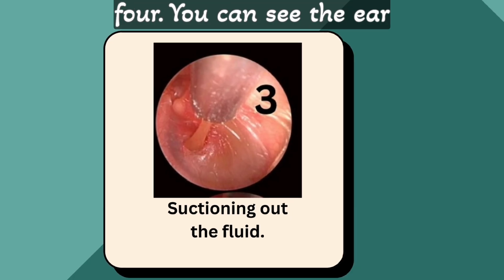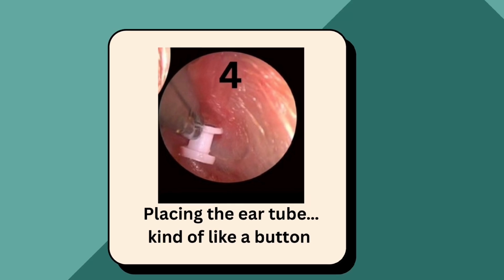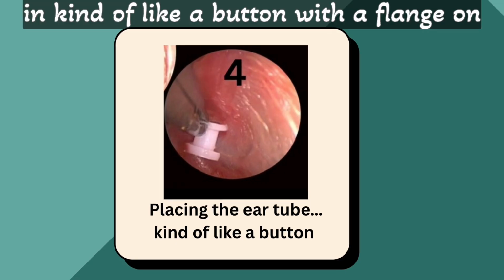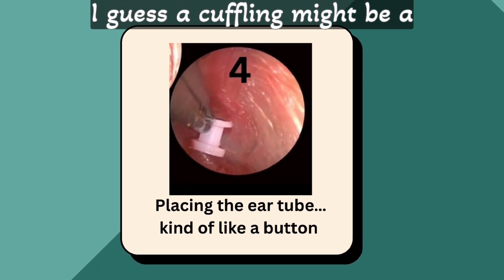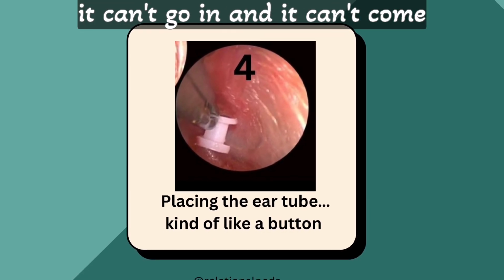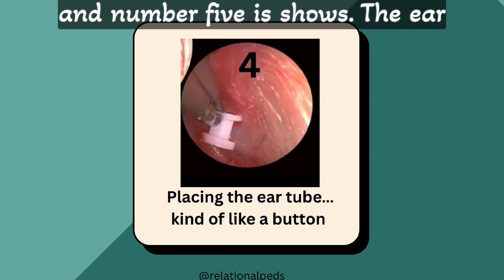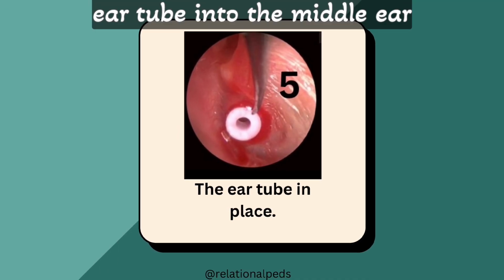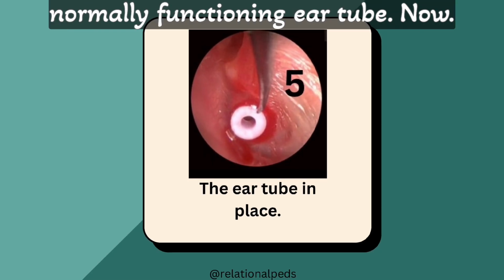In picture number four, you can see the ear tube on the tips of a forceps, and they're about to put it into its final location. It goes in kind of like a button with a flange on the inside and the flange on the outside. I guess a cufflink might be a better description, but it can't go in and it can't come out, at least not for a while. And number five shows the ear tube in place. You can actually see through the ear tube into the middle ear space in that picture. That's a normally functioning ear tube.